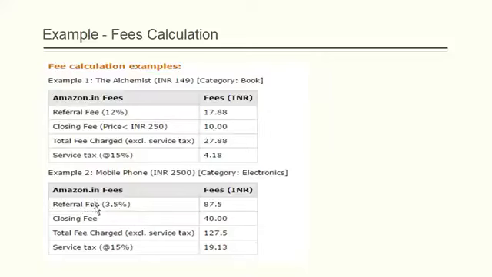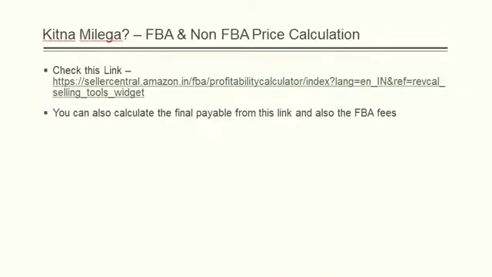The referral fee for the mobile phone category is 3.5%. If it has changed, then we'll have to go and keep ourselves updated. So this is how the fees are calculated. If you want to check in real time on a table how much is the payout which we will get if we are selling via fulfillment network or via merchant network, then we can also check out this link, or we can just type kitna milega on Amazon help page and this page would open up and we can do our calculations here also.